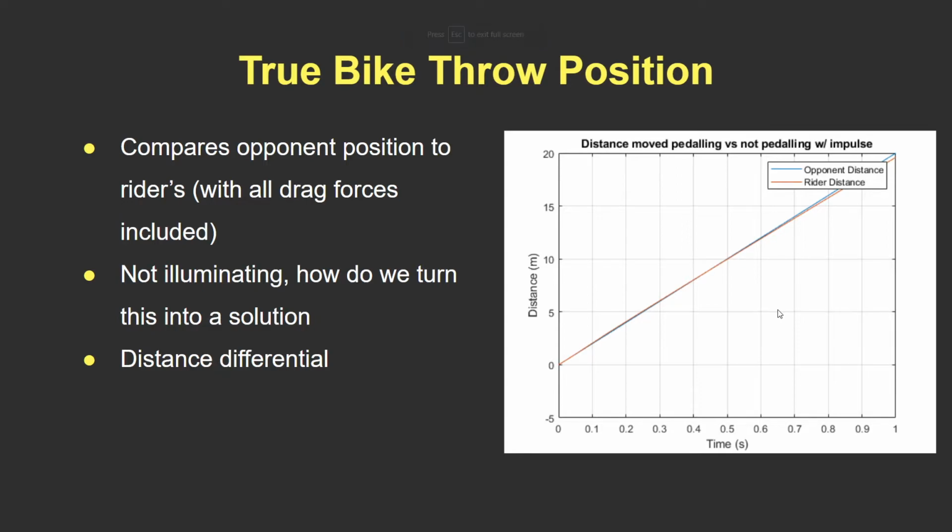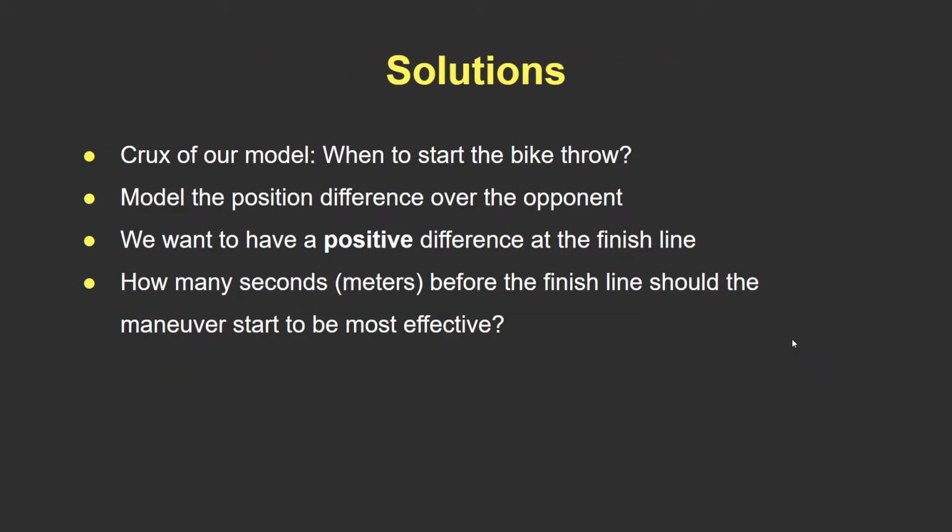And similarly, we can do the same thing for the positions, where we have the opponent's position versus the rider's position, with all drag forces included. But obviously, this graph is very hard to extract any information from, so we're going to do that distance differential technique that we did earlier in the presentation. So naturally, our solution involves determining when to start the bike throw. We will analyze the position difference over the opponent, as we want to have a positive difference at the finish line. Then we can determine how far before the finish line we should start the throw.